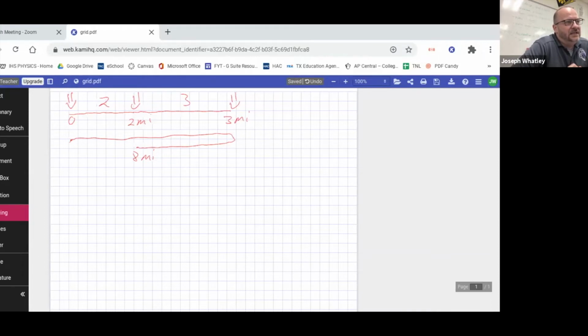Displacement is different in the fact that it's the difference between where I start and where I finish. I started at 0. I finished at the 2 mile mark. So what's my displacement? 2 miles. So my displacement would equal 2 miles, and I might want to add in east because that's a direction. Where my distance equaled 8 miles. Didn't matter what direction.